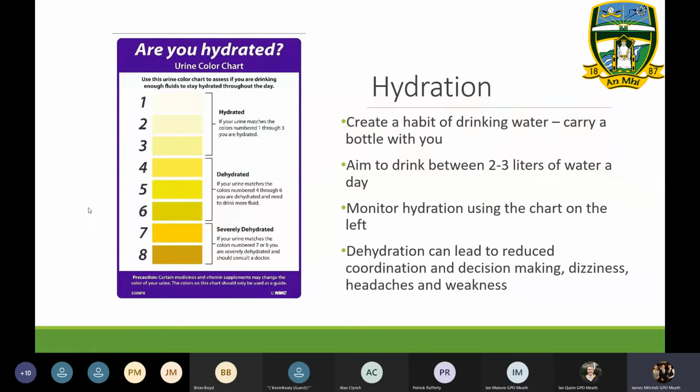So what you're aiming for is to look at your 1, 2, 3, okay. If you're that color, you know you're good enough. So anytime you go to the bathroom, just have a look. You'll know yourself, and just use it as a subtle reminder, okay, or to any of your players.